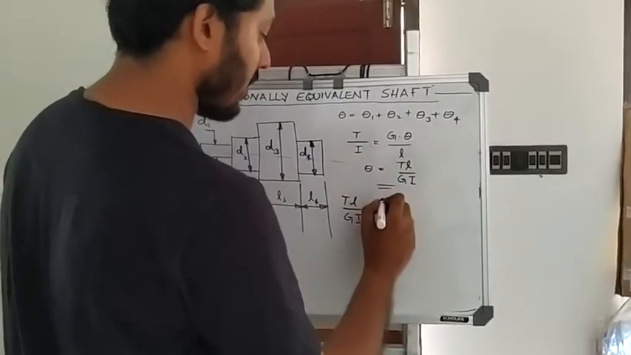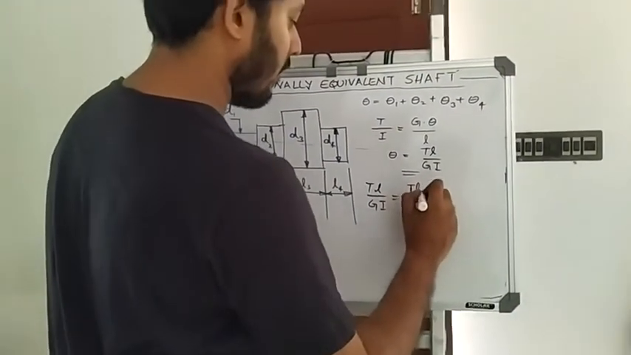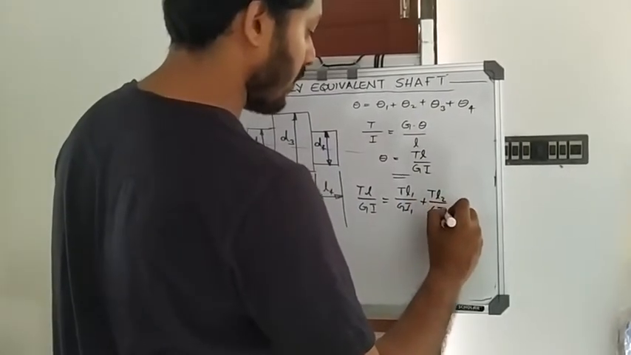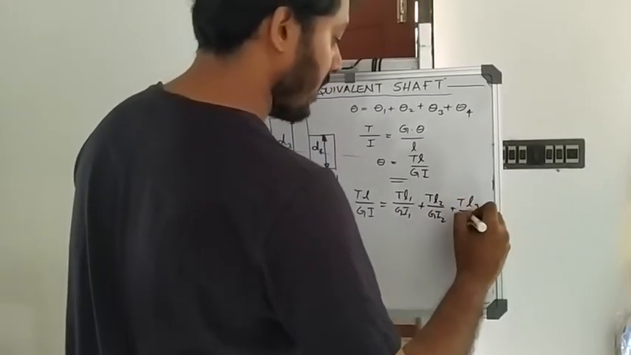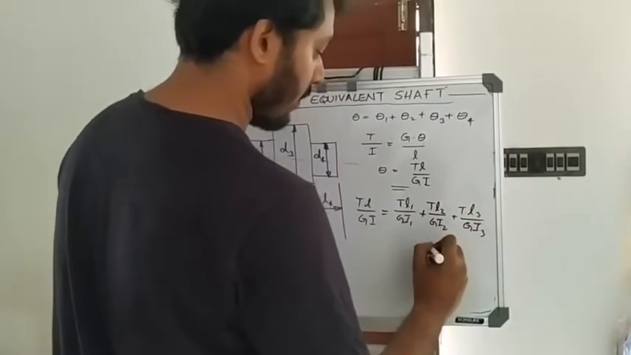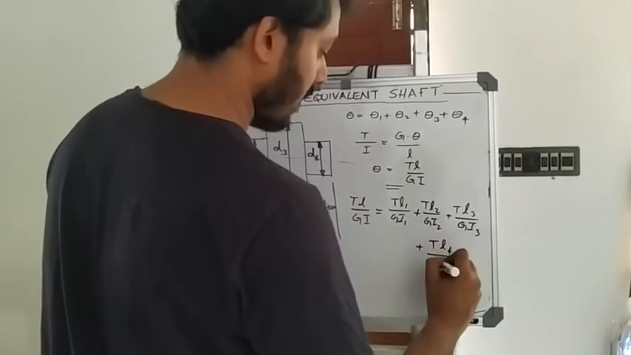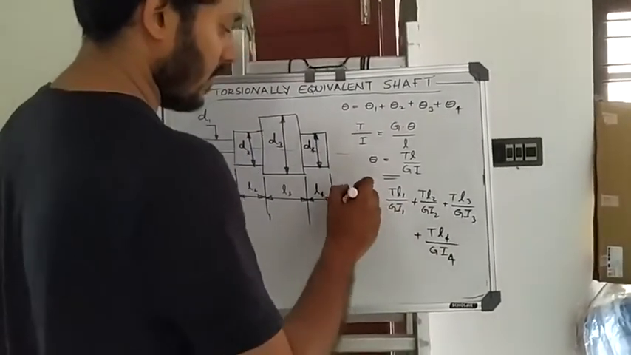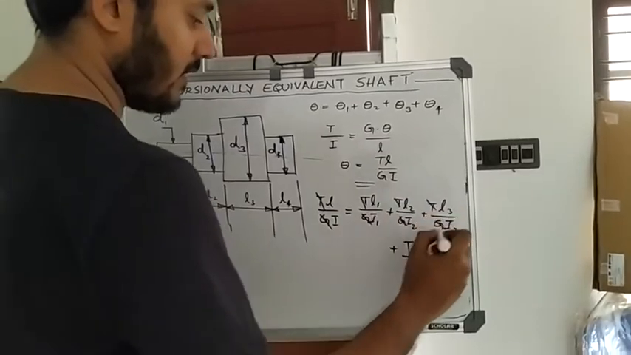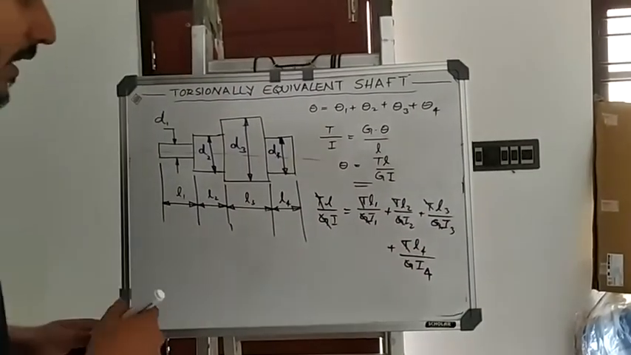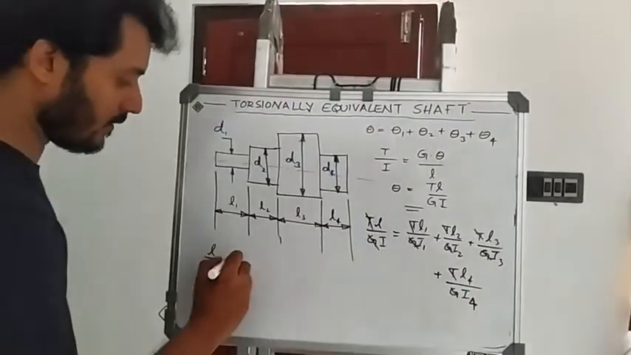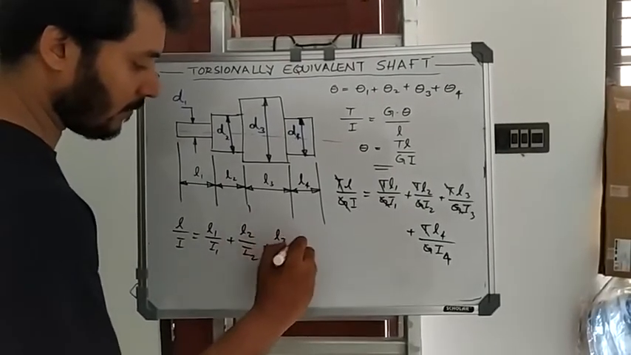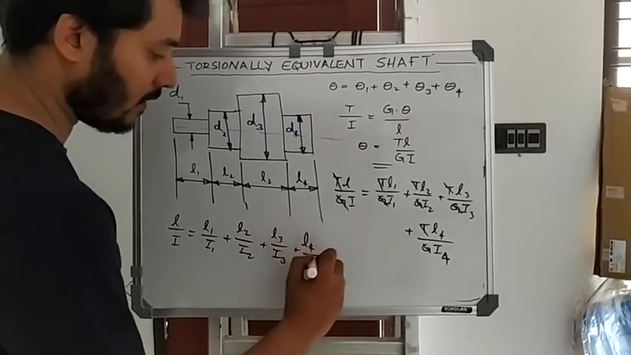So this can be written as, for theta 1, T L1 by G I1, plus for theta 2 it will be T L2 by G I2. For theta 3 it will be T L3 by G I3, and for theta 4 it will be T L4 by G I4. Now, from this equation, I can cancel out all these T and G terms. And the remaining portion I can write as L by I is equal to L1 by I1 plus L2 by I2 plus L3 by I3 plus L4 by I4.